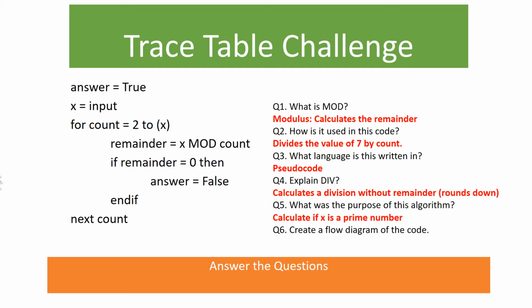So next question, what language is this written in? It's pseudocode. We can tell because it has an endif and a next count. Question 4 is explain what is div. And div, remember, is our quotient. It calculates a division without the remainder, so like rounding down. Question number 5, what is the purpose of this algorithm? Well, actually, it calculates if x is a prime number.